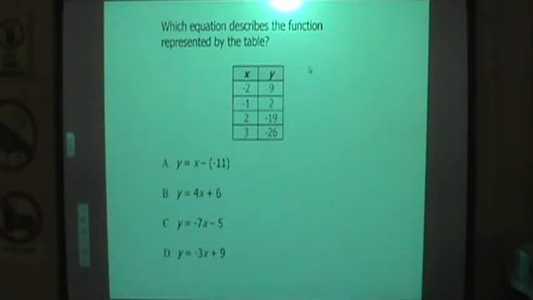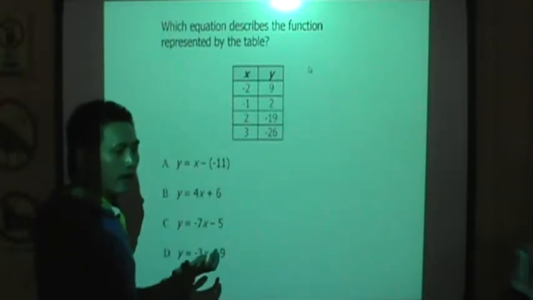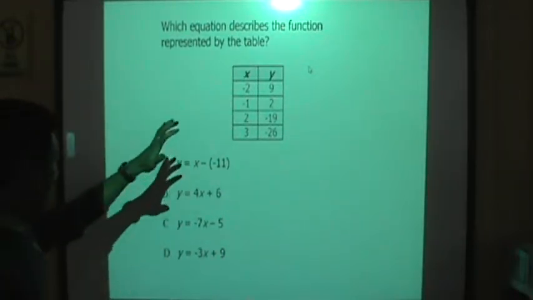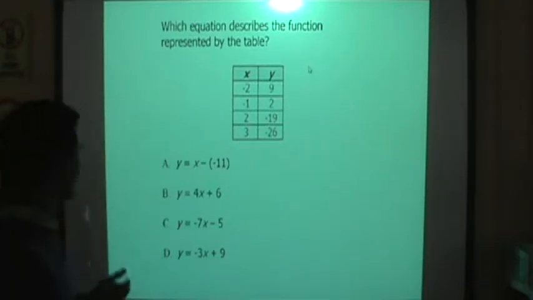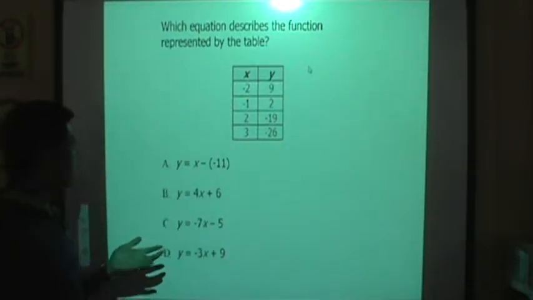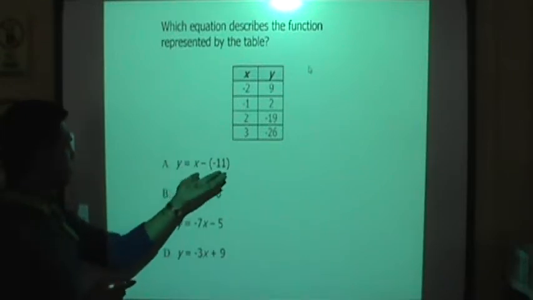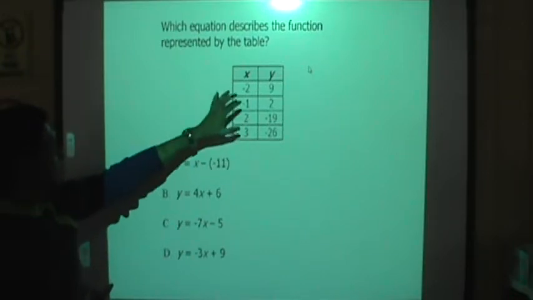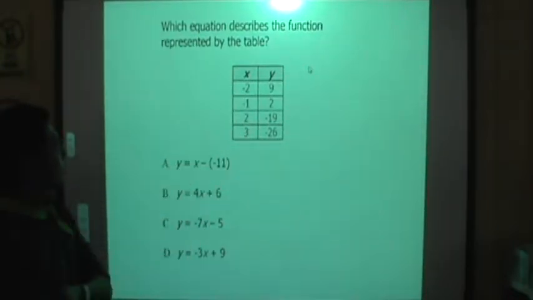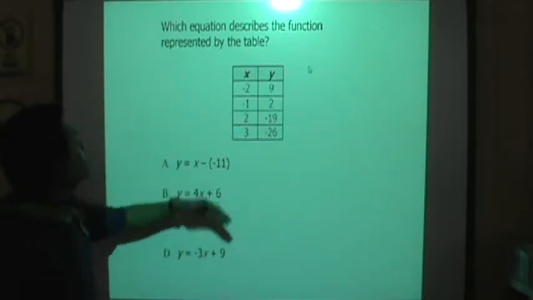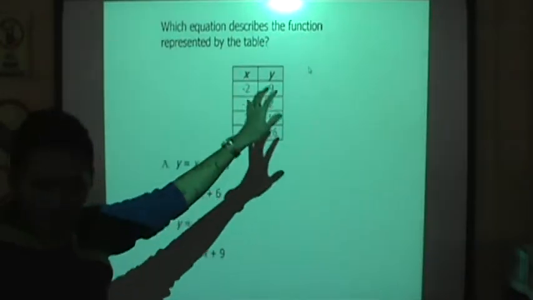Okay, now, if you are using a calculator, and this question is in calculator active, what you need to do is just press Y equals in your calculator, and then type in x minus parentheses and so on, and then look at the graph. It's going to be easier for you to figure out which one of the equations here represents the graph, the table here.